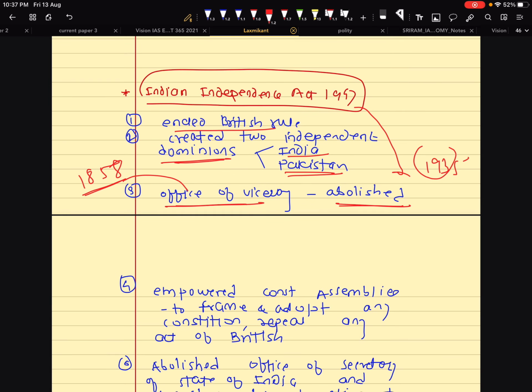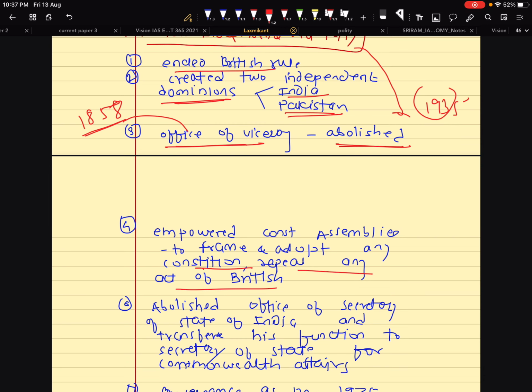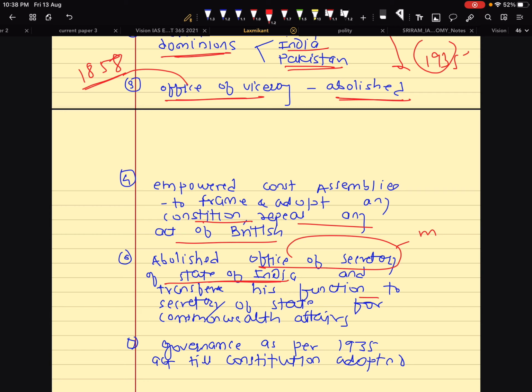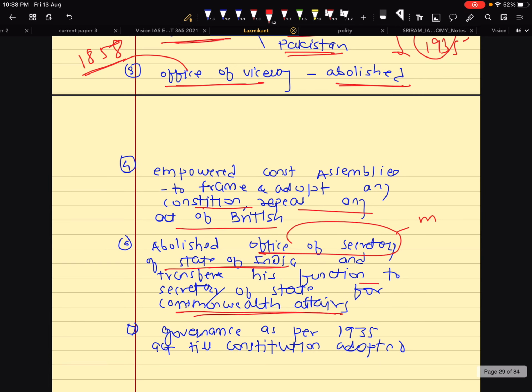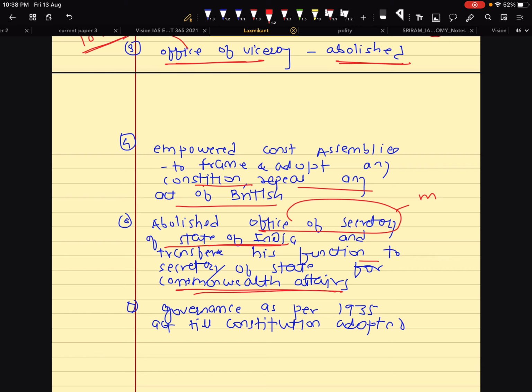Also, they empowered the Constituent Assembly to frame and adopt any constitution and repeal any act of the British government. Remember this also. Then they abolished the Office of Secretary of State for India. This can also be an MCQ, and they transferred his functions to the Secretary of State for Commonwealth Affairs. Remember one thing: though the 1947 Act was passed, they said that until you frame your own constitution, governance will be as per the 1935 Act till the Constitution gets adopted.